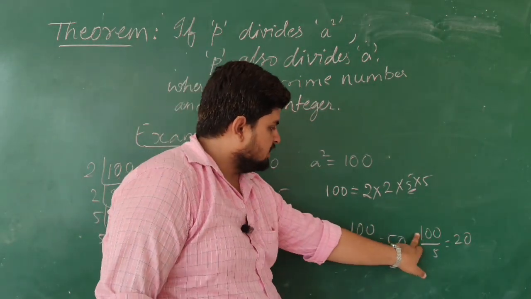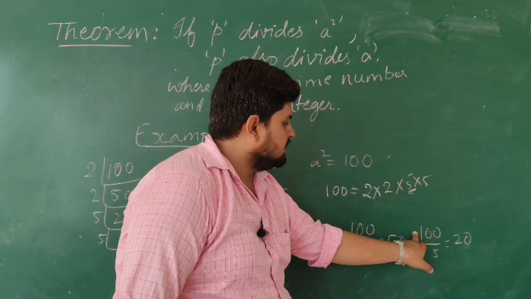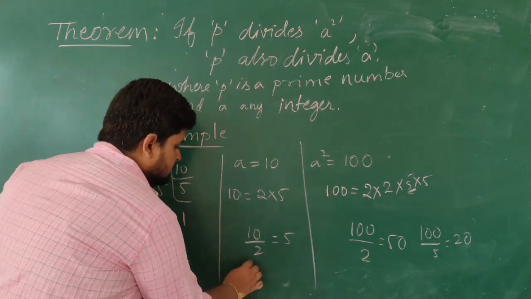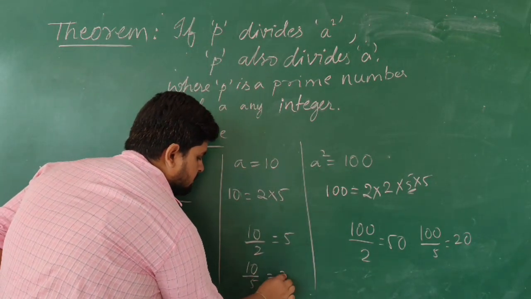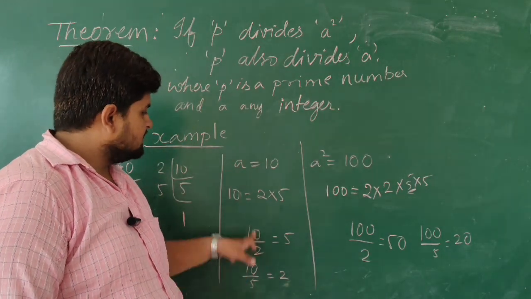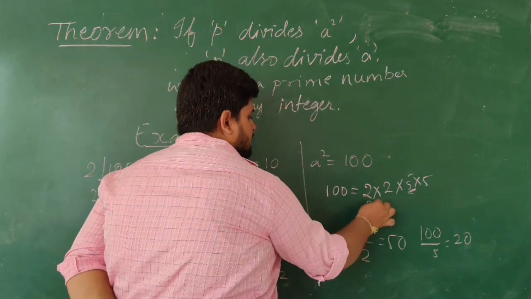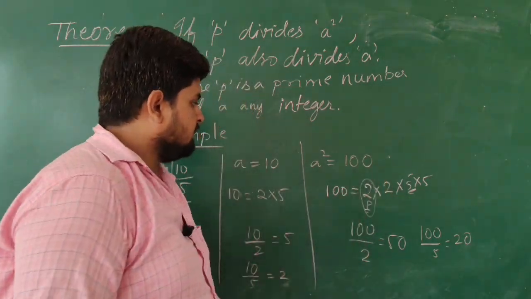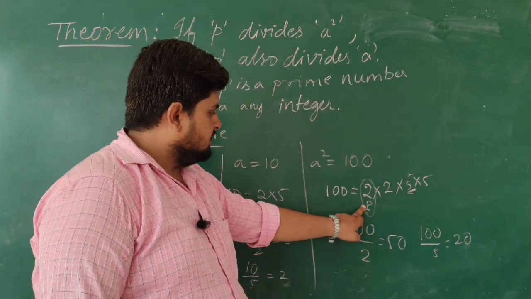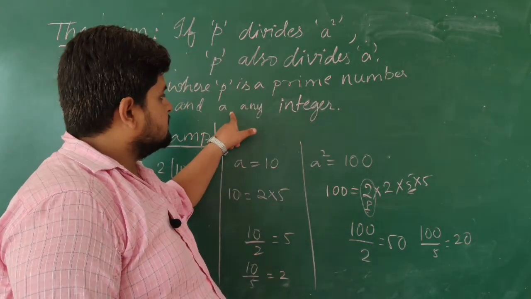When you divide 100 by 5, you get an integer as an answer. So 5 divides 100, that is, 5 divides a square. You can also see that if you divide 10 by 5, you again get the integer 2 as an answer. So 5 divides 10 also, 5 divides a also. Here the values of p are the prime factors of the numbers we are taking. So if p divides a square, then p also divides a. This is what the statement says.